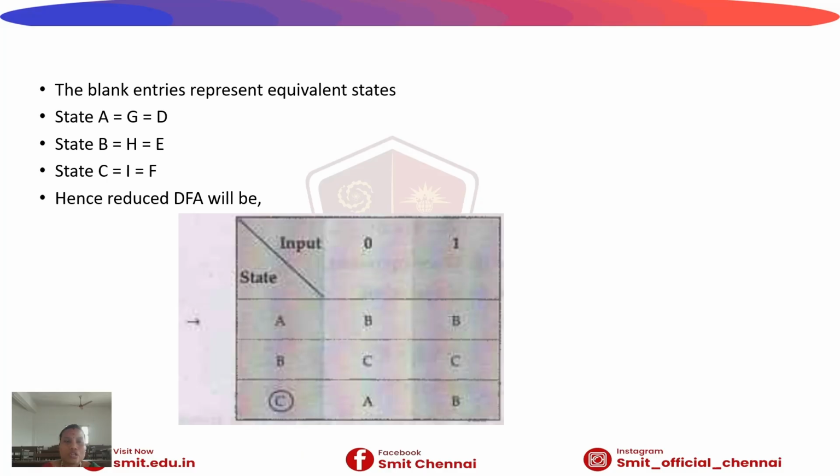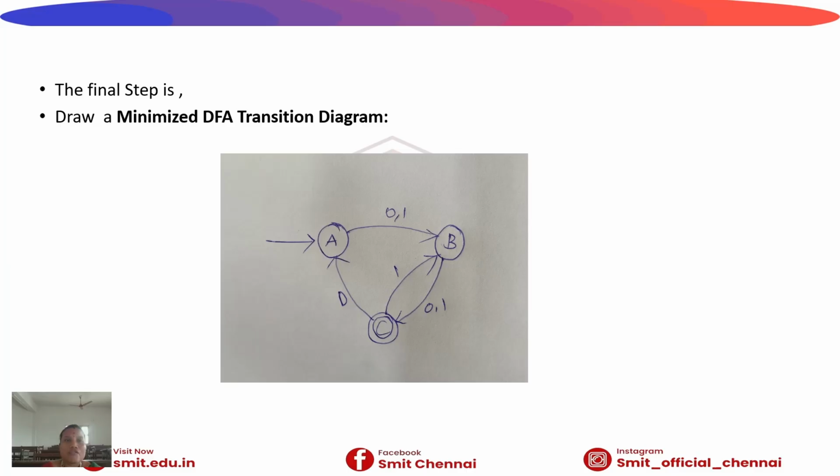So from the input transition table given, we draw the final minimized DFA transition diagram. Here, the start state is A, and C is a final state. A goes to B on 0 comma 1, and B goes to C on 0 comma 1, and then C on 0 goes to A, and C on input symbol 1 goes to B.